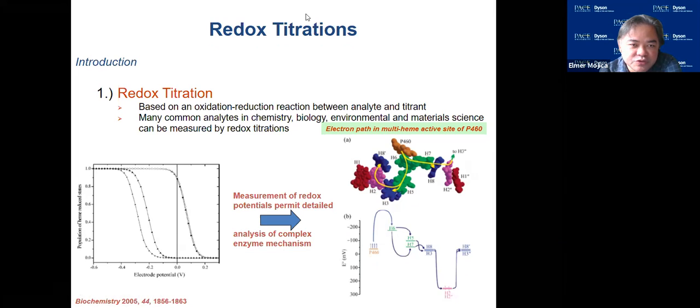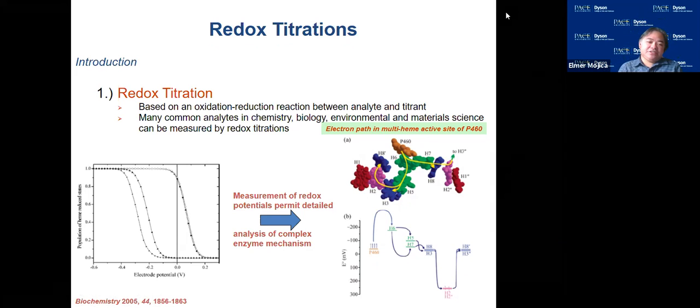So let us continue. This one is with redox titration. This was the experiment that was performed last week.